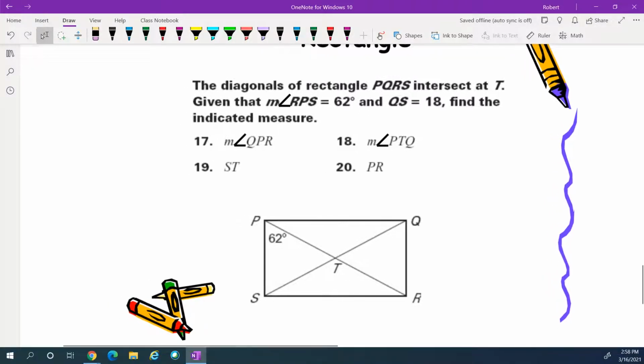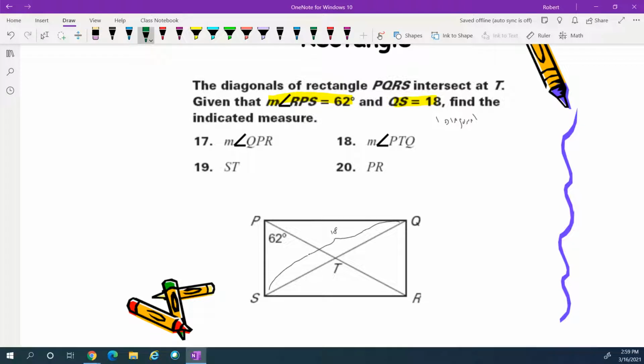Let's solve a few problems here. We are given some information to start, and that information, we want to get into the picture. So angle RPS is 62. That's already filled in. And then segment QS, the entire diagonal. So this is a diagonal. The whole thing is 18. Now, we don't want to overload the picture, but we do want to understand that.